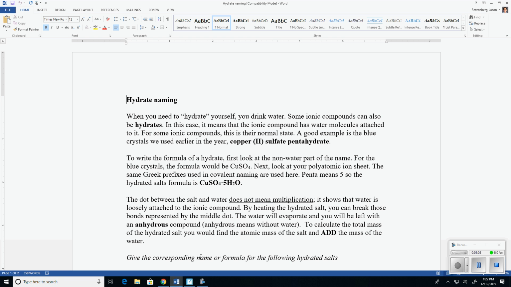Now, there's a term in the third paragraph in bold called anhydrous. That means without water. Because some ionic compounds are more commonly found as a hydrated compound than not, we have to learn this last type of naming for this semester. Then we're going to apply that in the laboratory setting for the next couple of class periods as well.